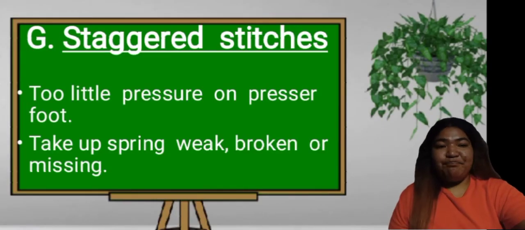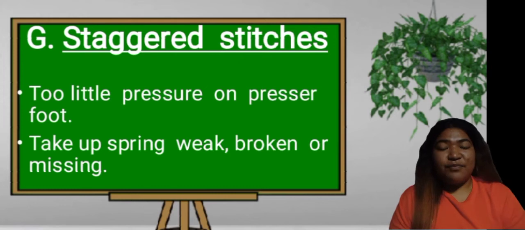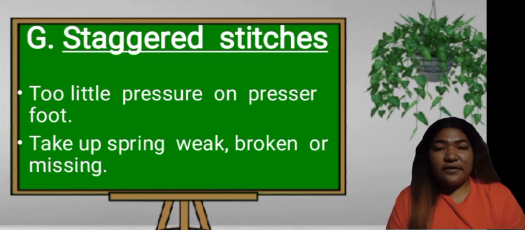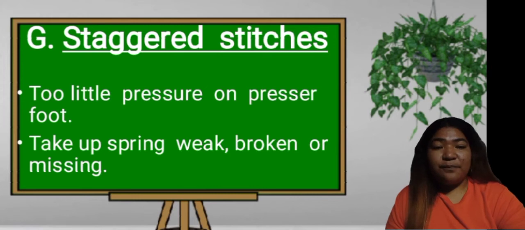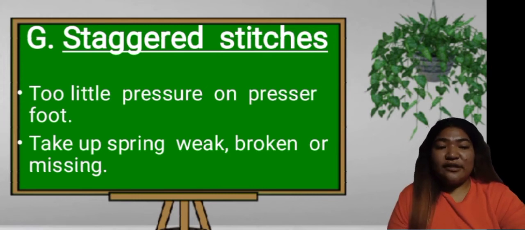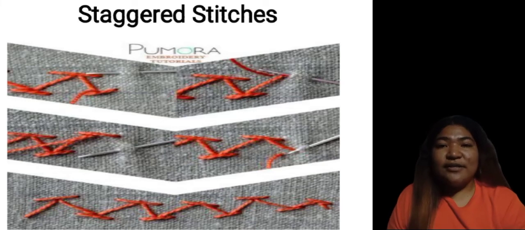Staggered stitches. It can be caused by yarn in the fabric deflecting the needle away from a straight line of stitching, giving a poor appearance. In some hard-woven fabrics, straight stitching will only be achieved at a slight angle bias. Causes of staggered stitches: too little pressure on the presser foot, and take-up spring wick broken or missing. So this is an example of staggered stitches.